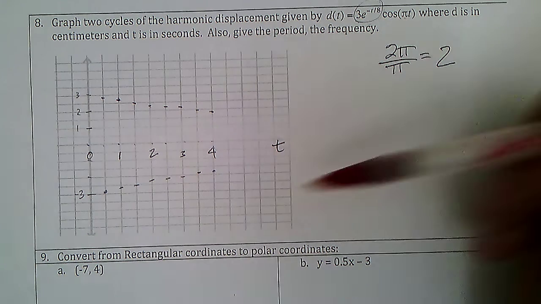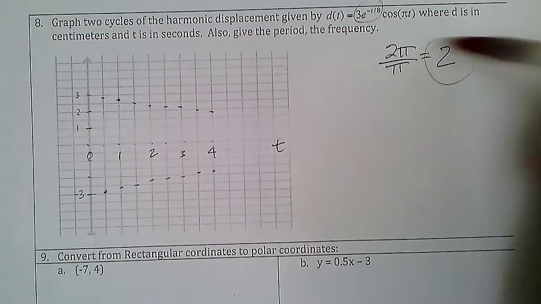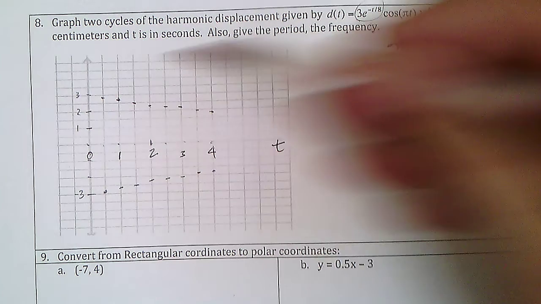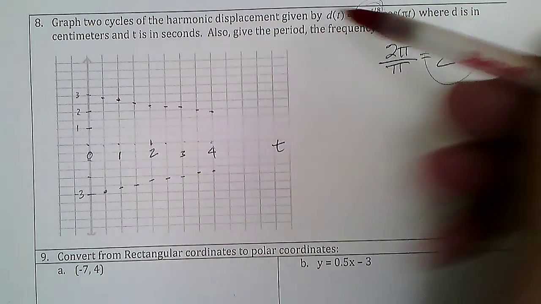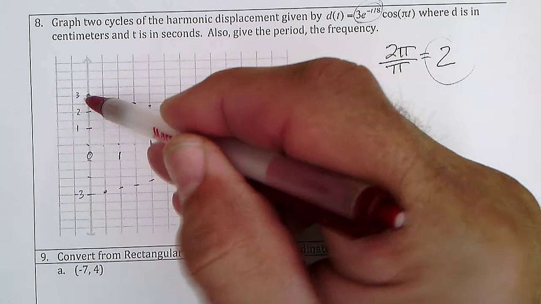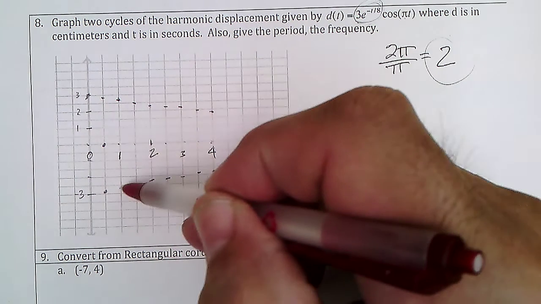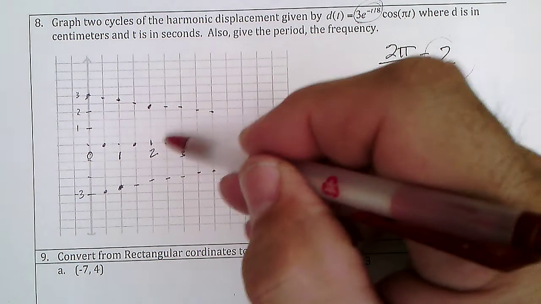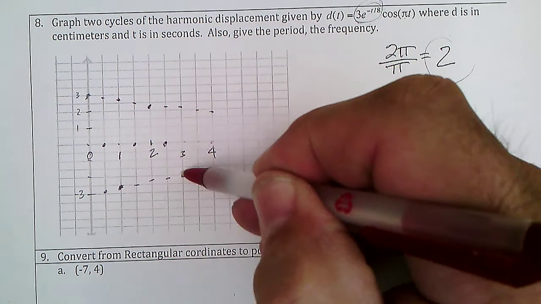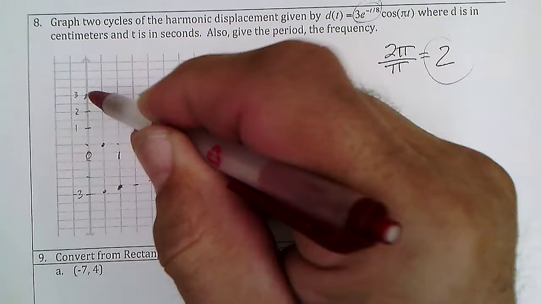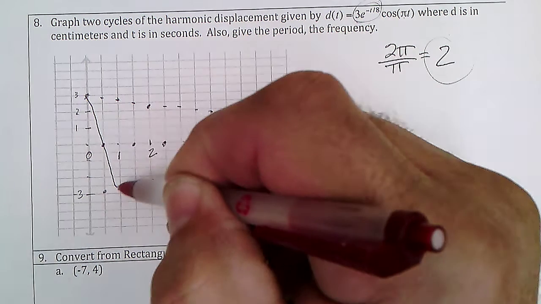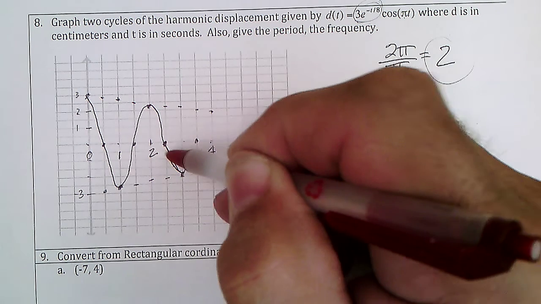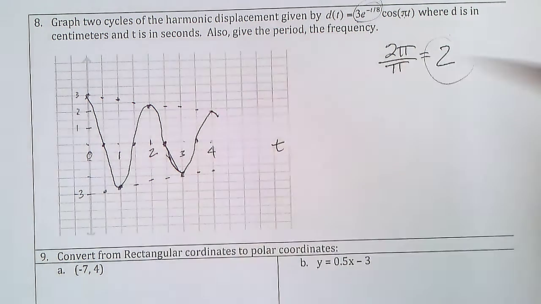Okay, now the cosine, I've got to do 2 cycles by the time I get to 4. So 1 cycle is going to happen by 2. Cosine will start at the peak amplitude. So 3, and then it's on the center line, then at the bottom, and on the center line, and at the peak, and at the center line, at the bottom, on the center line, and at the peak. And so on.